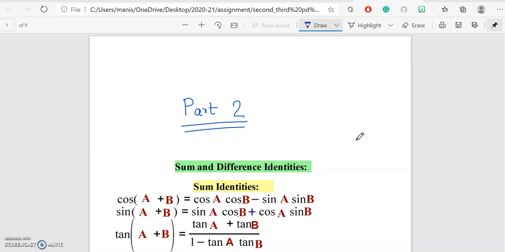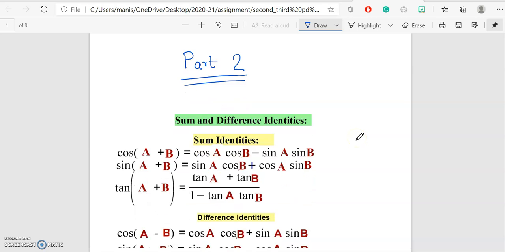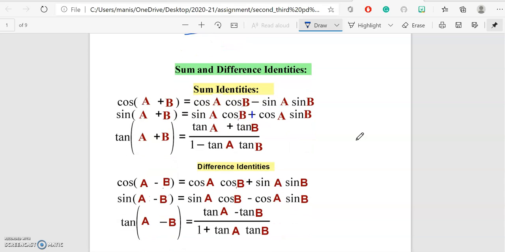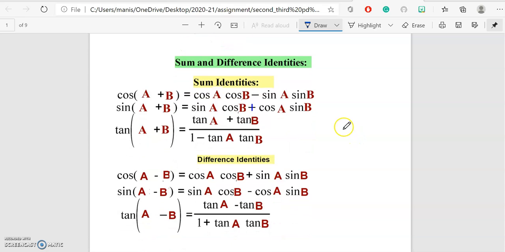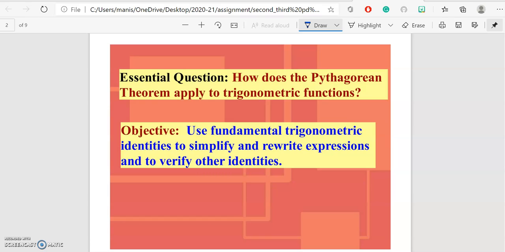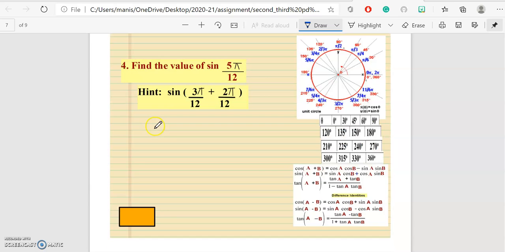Sum and difference identities part 2. In the last section we have learnt about how to apply sum and difference identities, and these are different formulas for all the 6 sum and difference identities. Our essential question for the day is, how does the Pythagorean theorem apply to trigonometric functions? Our objective for the day is to use fundamental trigonometric identities to simplify and rewrite expressions and to verify other identities.